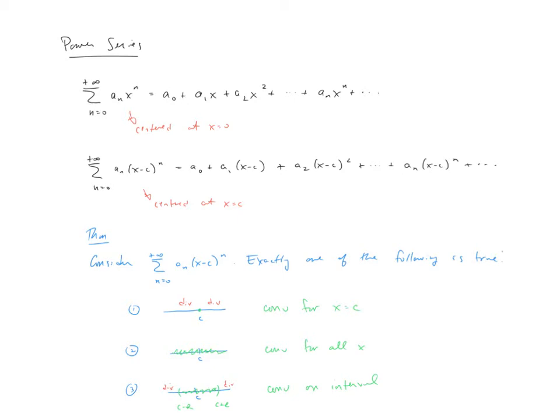The second part says that it converges for everything. So no matter the value you plug in for x, this thing will converge no matter what. And the third case says that it'll actually converge on an interval, so within a radius of c. So c plus R and c minus R, convergent, and then divergent outside of that interval. Now, we will also talk about interval of convergence and radius of convergence, and you'll see that come into play in the next few examples.